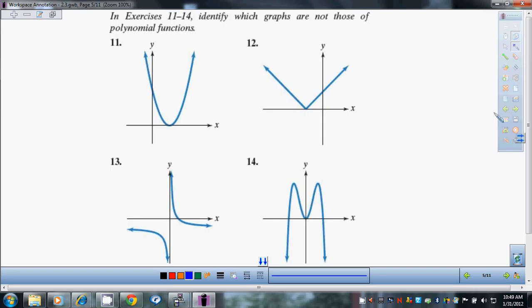Would anybody like me to elaborate about why it's yes or no? I know we kind of sped through it, but if you have a question, then please ask.